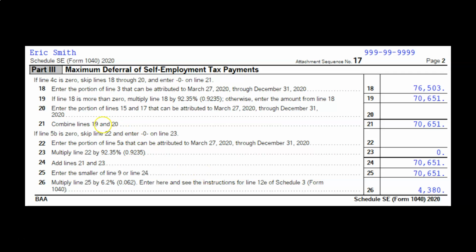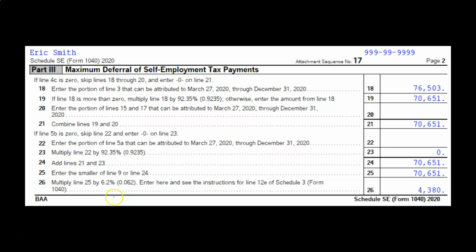So then enter the portion of lines 15 to 17 that can be attributable to March 27th through December 31st. Combine lines 19 to 21. So there's the 7,651. And then we've got to enter the portion of line 5A that can be attributable to March 27th, 2020 through December 31st, 2020. And then multiply line 22 times that 92.35 percent, and add them up. And then we have enter the smaller of line 9 or line 24.